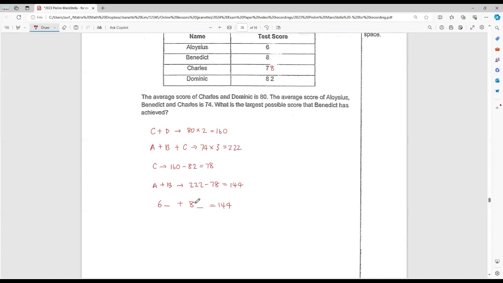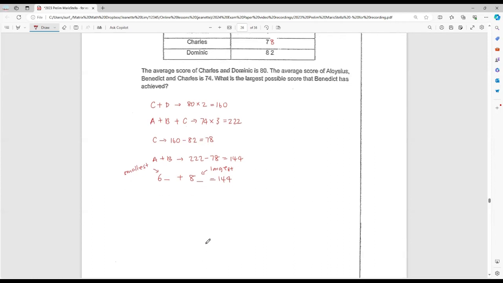Okay, Benedict is 80 something. So what is the largest? We want this to be the largest possible, which means that A will have to be the smallest. Okay, one has to be the largest, one has to be the smallest.